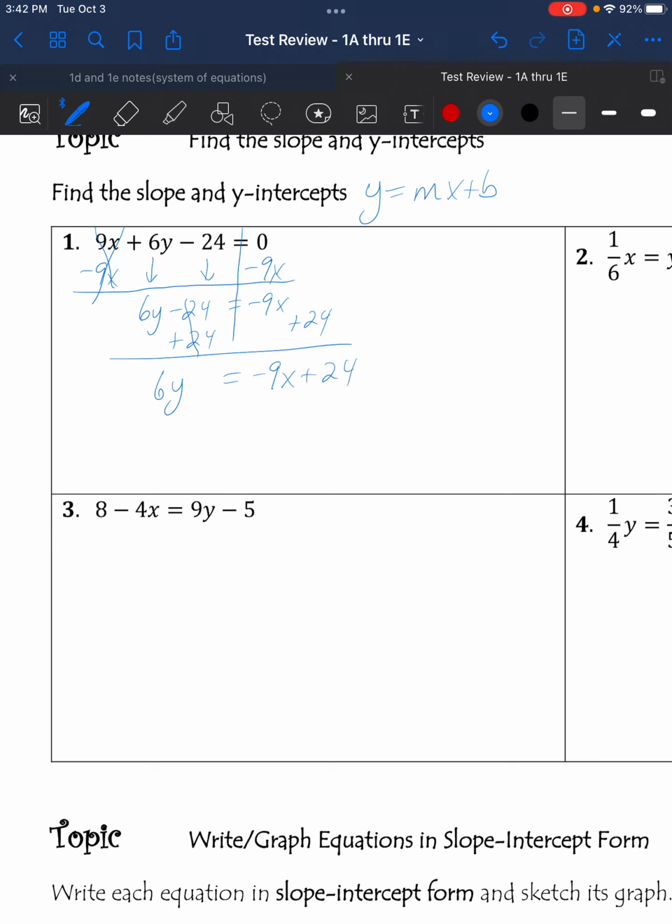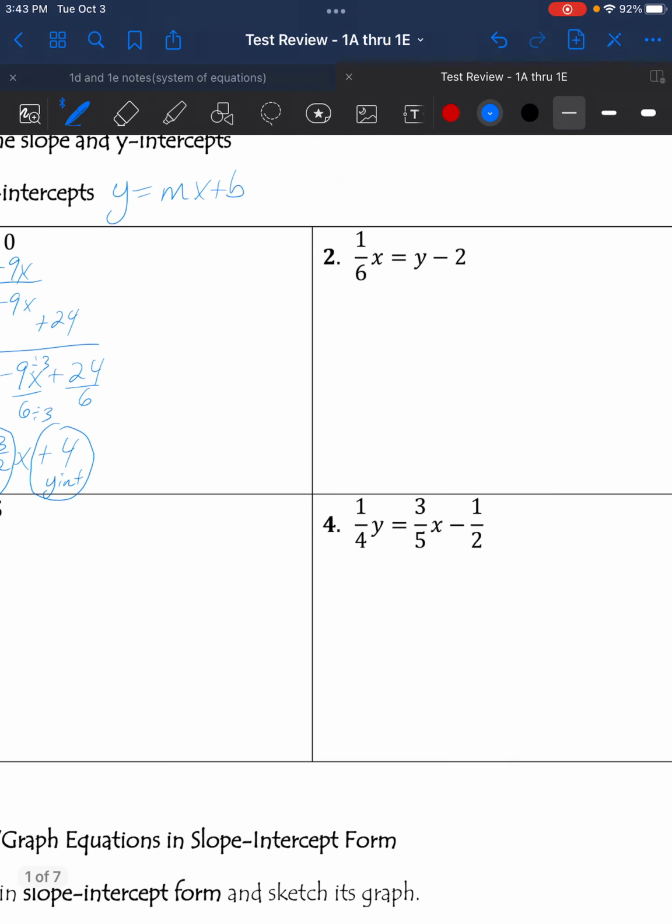It says it's mx. And the 6 is attached to y by multiplication, so you divide by 6. Negative 9, 6 can be reduced by 3. So that'll be negative 3 over 2 x. 24 divided by 6 is 4. So our slope, on the test, I'd like you to circle it, is negative 3 over 2, or write it separately. And the y-intercept is your b, and it's a positive 4.